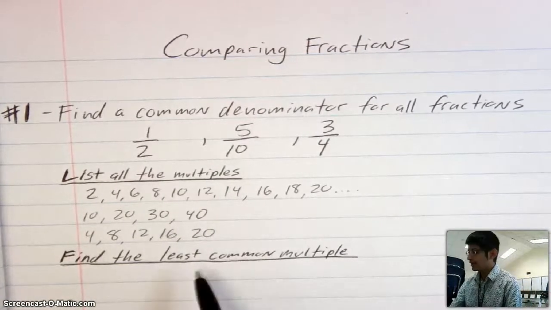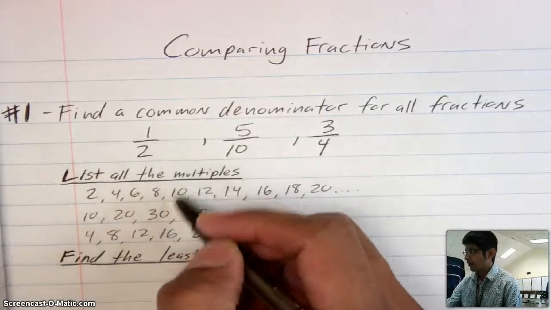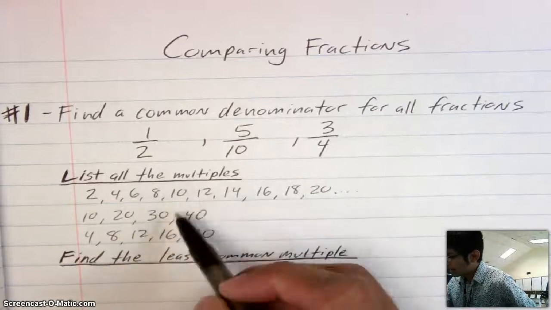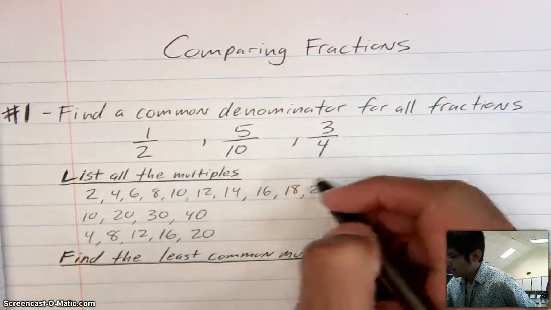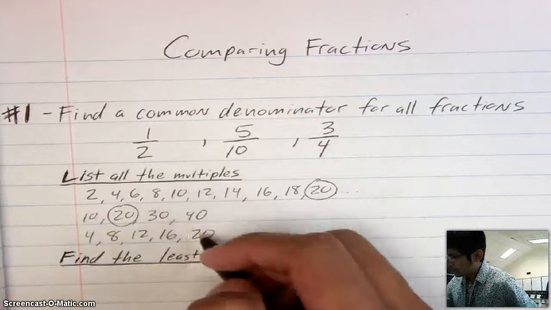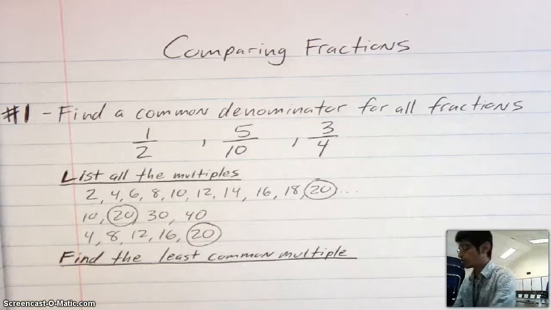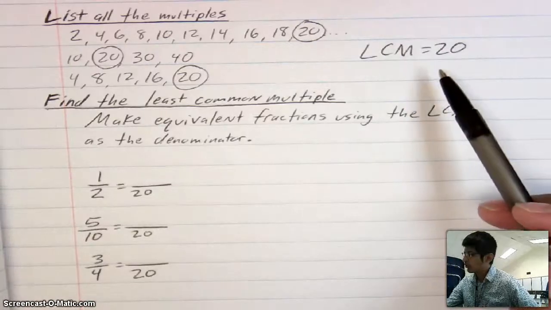Then you want to find the least common multiple. This means which number is in all 3 of these lists. If I look around, I see a 10 here and a 10 here, but not a 10 here. I see a 20, 20, and then a 20. So that would be my least common multiple. That means I need to make new fractions using the least common multiple. So I wrote down that my LCM, my least common multiple, was 20.